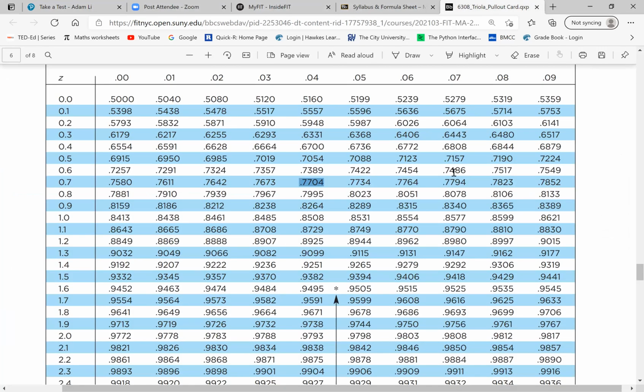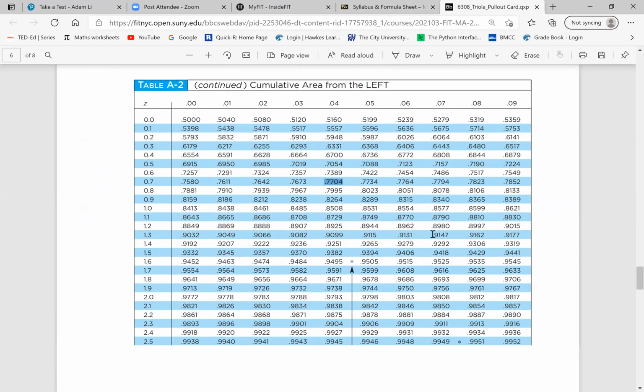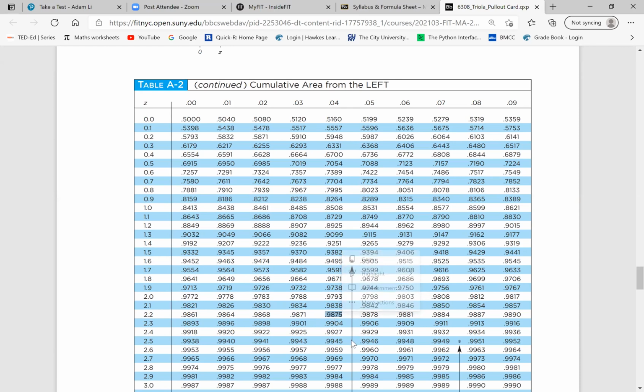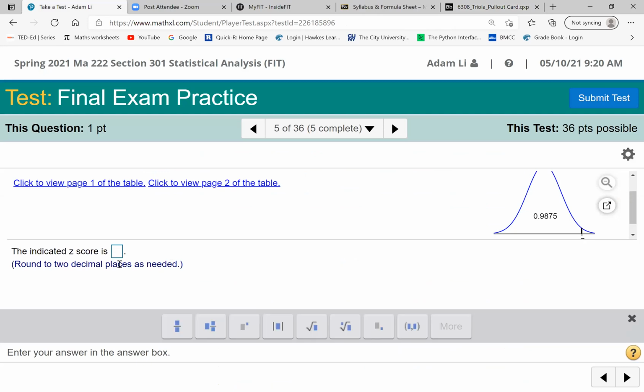So it's 0.9875. You go into the center area of table A2, look for the closest value to 0.9875. And we do have an exact match. It's 2.24. That matches with 0.9875. So the corresponding z-score is 2.2 on the side, and when you look up, it is 0.04. Combine those two numbers, you get 2.24.